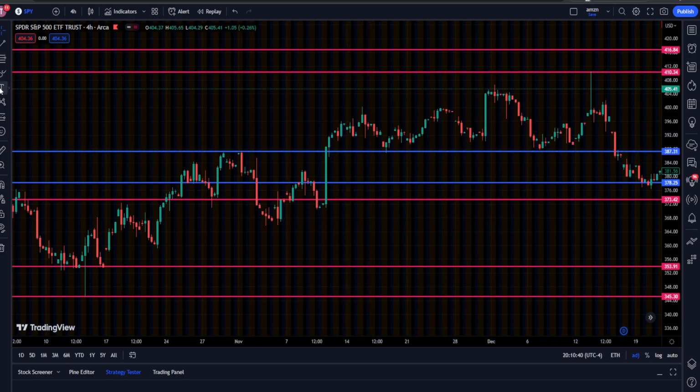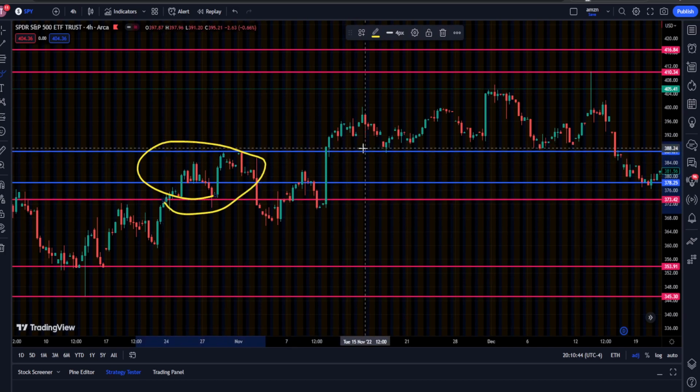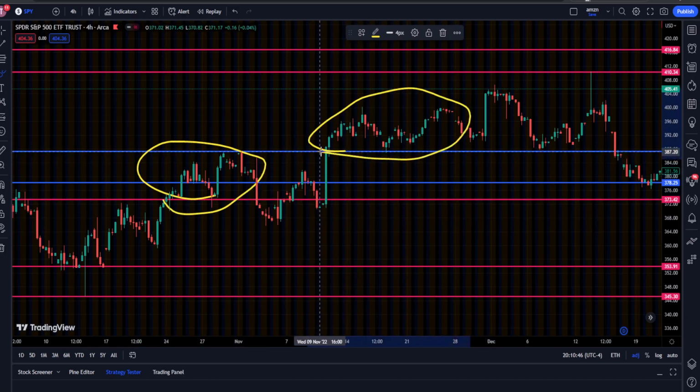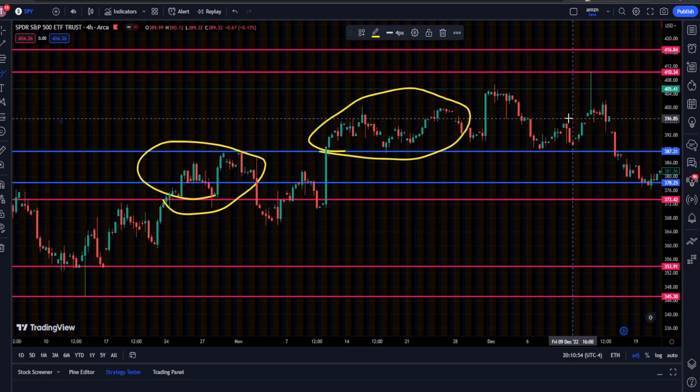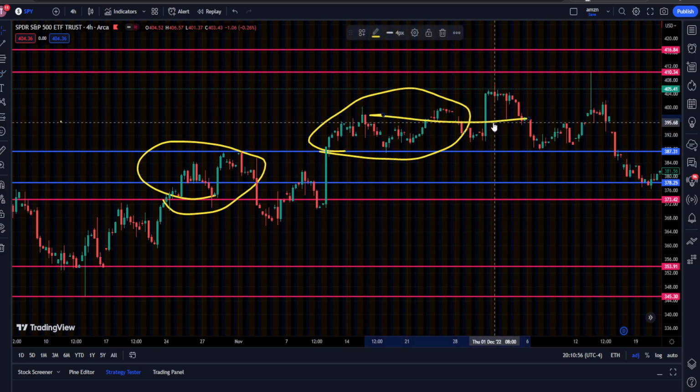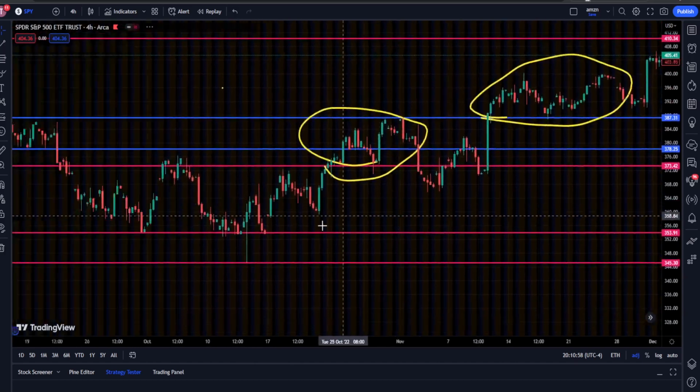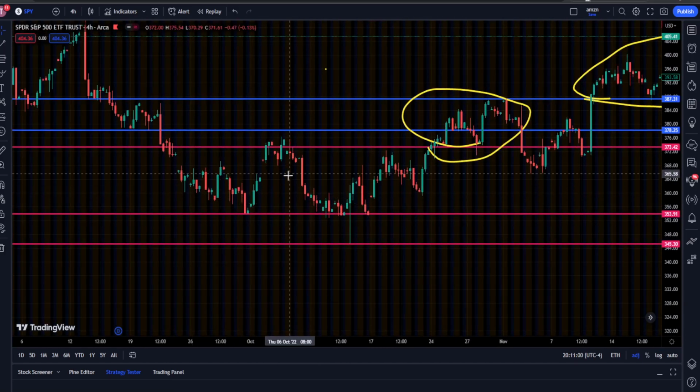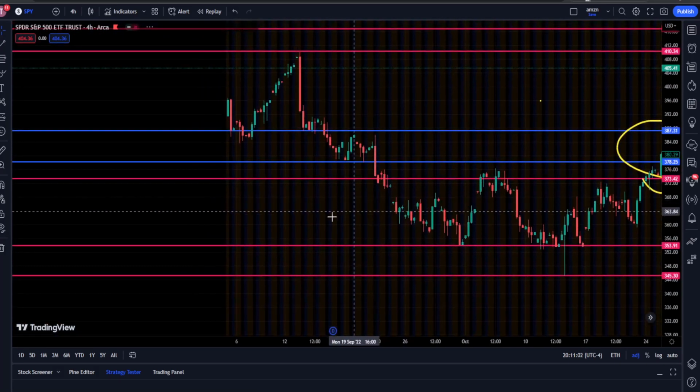So I'll draw with my brush. This is a resistance for this, but it's a support for this. So sometimes old supports end up being resistances, and old resistances end up being supports. You can see that in several cases. Oops, I did not mean to draw that. You can see that in several cases, where, let me look for a clear one.